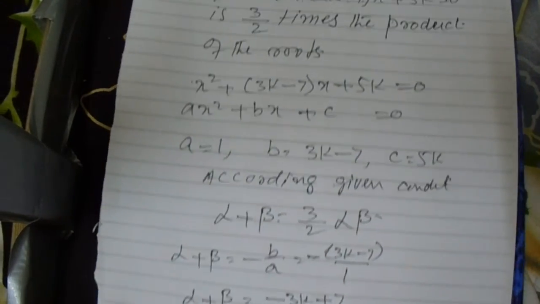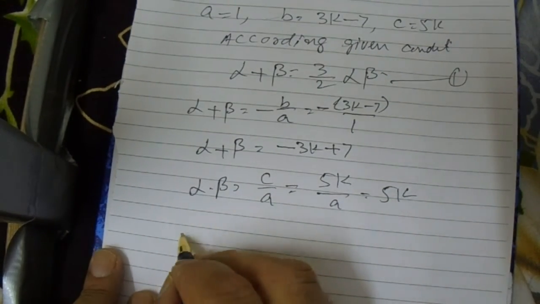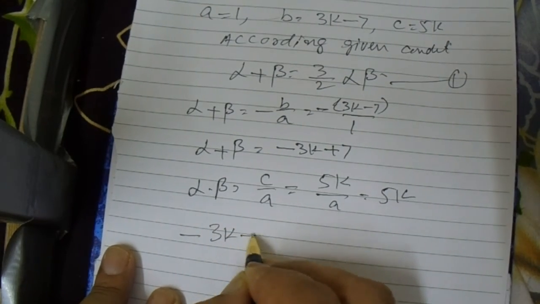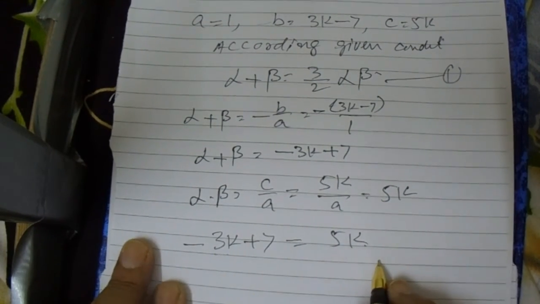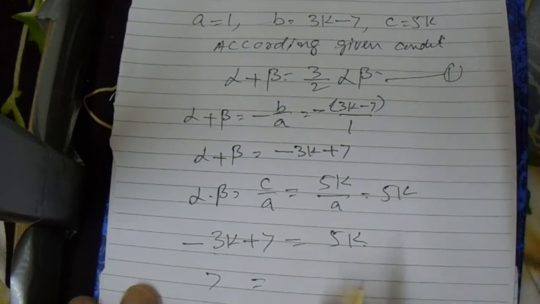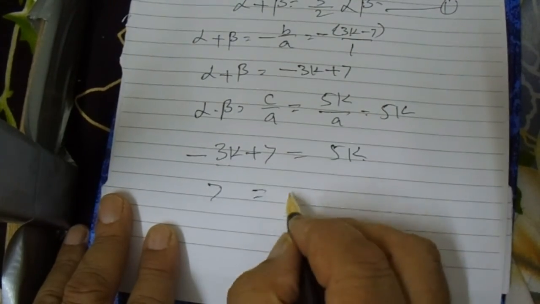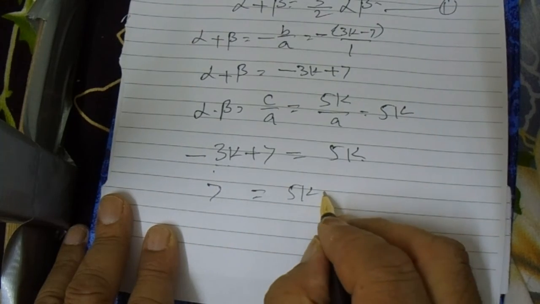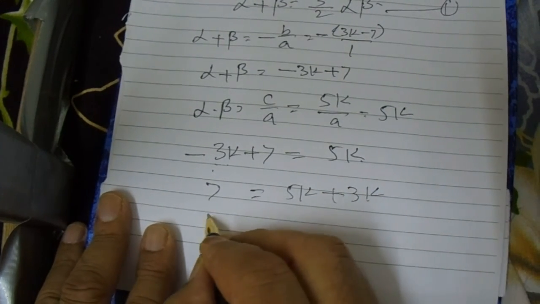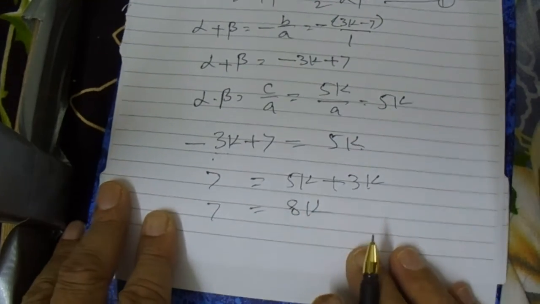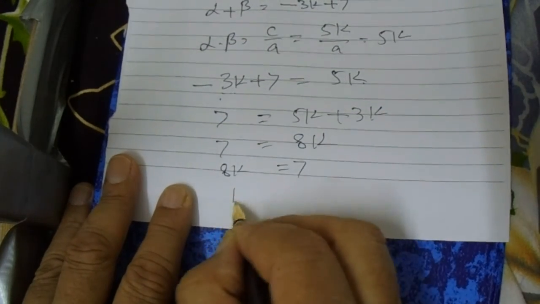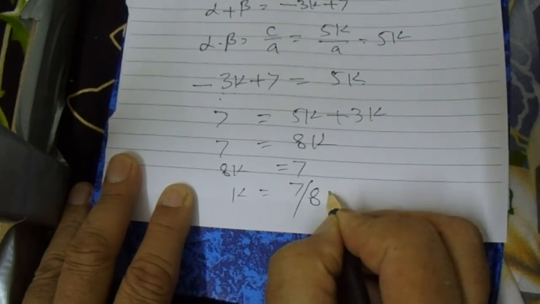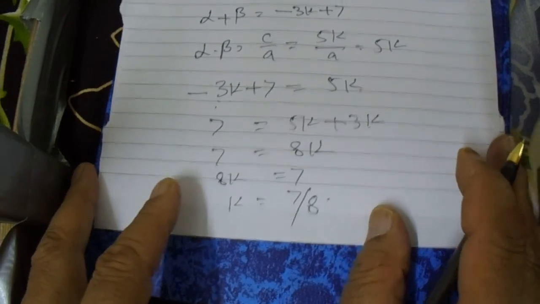Now putting the values in equation 1, the sum of the roots, −3k + 7, is equal to 5k. Now this goes to the other side, so 7 = 5k + 3k, which is 8k. So 8k = 7 and k = 7 by 8. This is the value of k for the second part of this question.